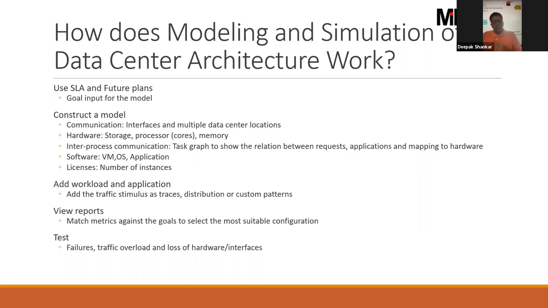So it goes back and forth to say, okay, let me modify certain attributes of the system, maybe the topology, maybe the number of servers, maybe the number of processes, manage those and run it again and see, oh yeah, this can happen. Then start looking at what happens if I get an overload, a sudden deluge of traffic, or a few servers fail, or say one of the interfaces fails. What is going to happen? Can I still maintain that SLA? So you start planning not just for your good case, but also for your bad or your failure cases as well. That's how modeling and simulation of data center architecture works.